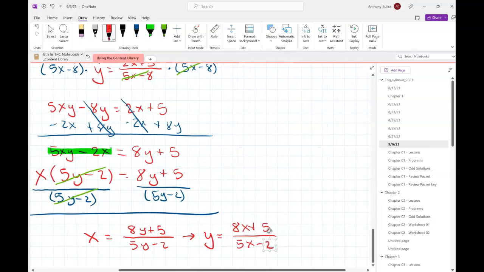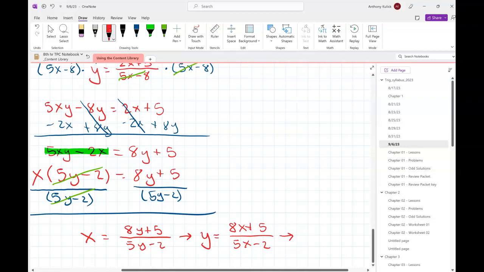And then I return this to function notation. Our original problem wrote h of x equals, so here we found h inverse of x.